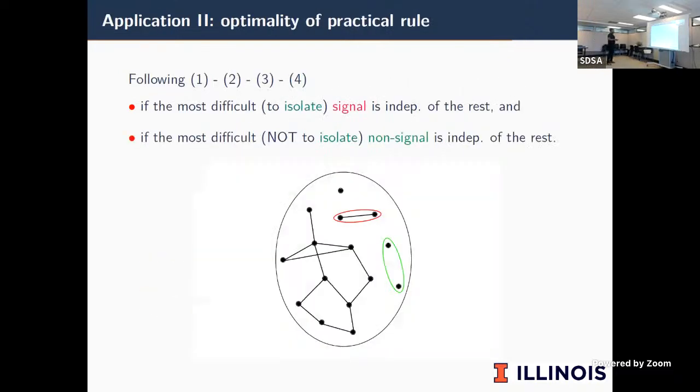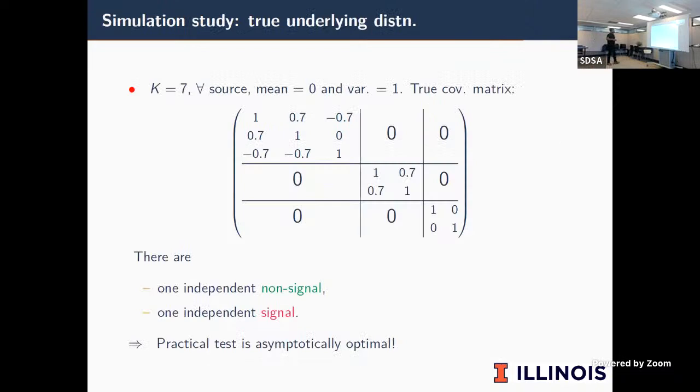So let me illustrate this with a simulation study. This is a very small scale simulation study, just to give you an idea. Let's say we have 7 sources, Gaussian distribution, mean 0, variance 1. The true covariance matrix is like this. So we have one independent non-signal, this one, and one independent signal, this one. In this case, we know that the practical test is asymptotically optimal.